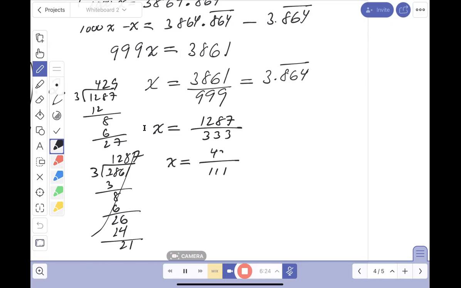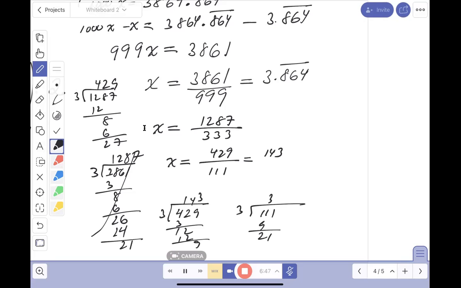Wow, 429. It's still divisible by 3. Put this down. Let's see. 27 is with 3, but 143 multiplied by 3. All right, I'm done. That's actually the correct, simplest answer.